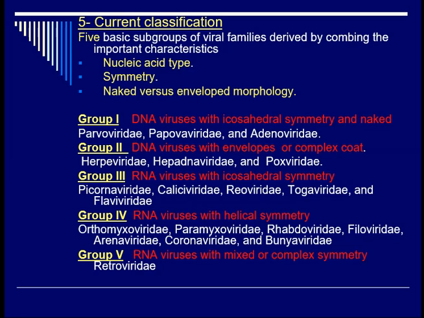Group 3, RNA viruses with icosahedral symmetry. We have the Picornaviridae family, Caliciviridae family, Reoviridae, Togaviridae, and Flaviviridae. Group 4, the RNA viruses with helical symmetry. We have Orthomyxoviridae, Paramyxoviridae, Rhabdoviridae, Filoviridae, Arenaviridae, Coronaviridae, and Bunyaviridae family. Group 5, RNA viruses with the mixed or complex symmetry, the Retroviridae family. This is the current classification.